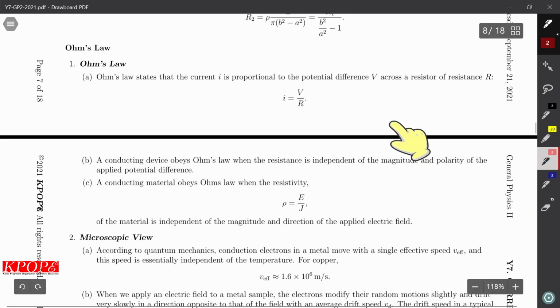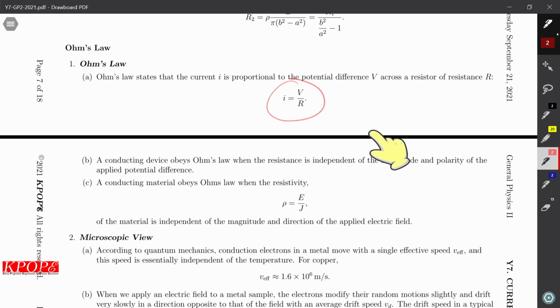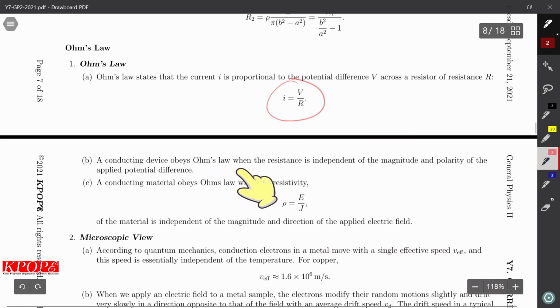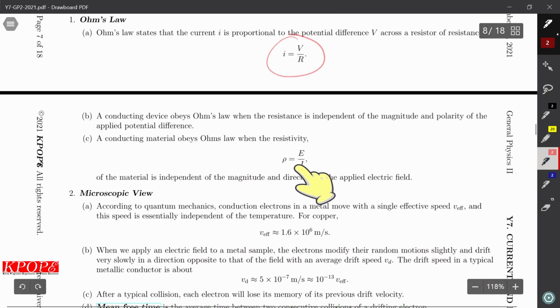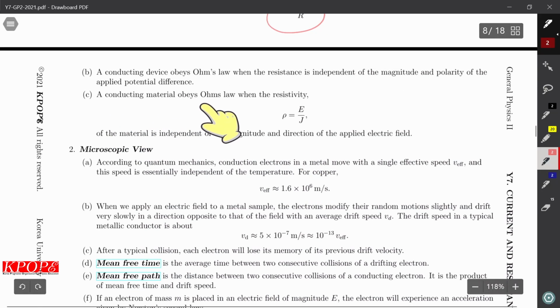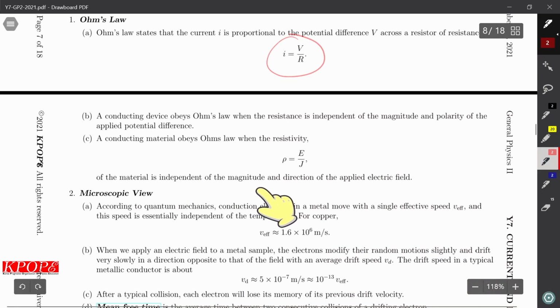Next, we consider Ohm's law. I equals V over R is Ohm's law, V equals IR. A conducting device obeys Ohm's law when the resistance is independent of the magnitude and polarity of the applied potential difference. A conducting material obeys Ohm's law when the resistivity of the material is independent of the magnitude and direction of the applied electric field.